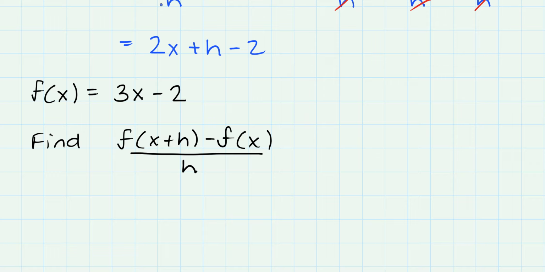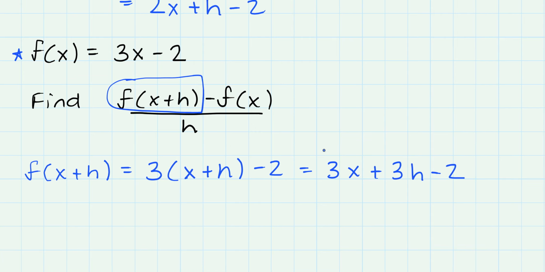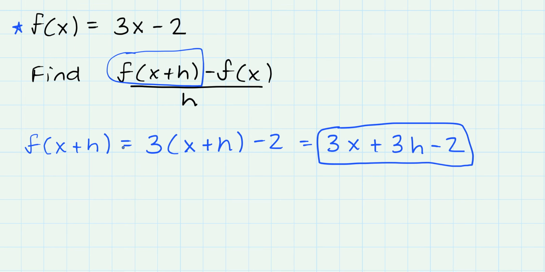All right, let's work through this. First thing we need to find is this piece. So f of x plus h means that in my original function, I plug in x plus h wherever I see an x. Distribute this, we get 3x plus 3h minus 2. Now we're going to take this and plug it into here. And then we subtract the original function and divide by h.